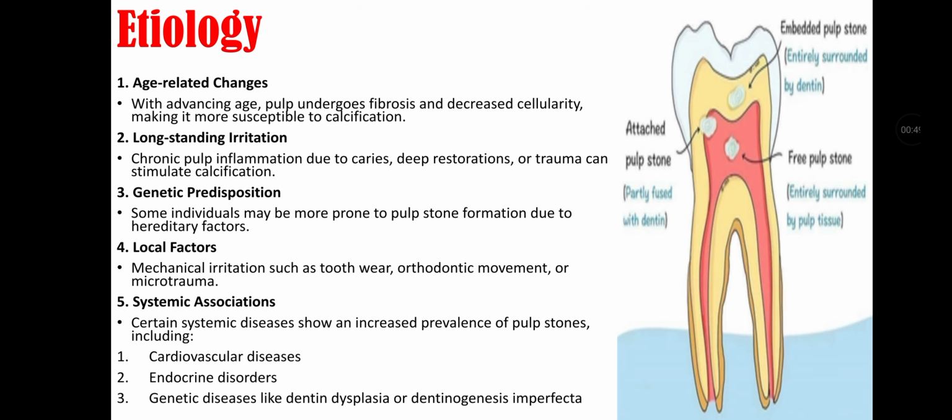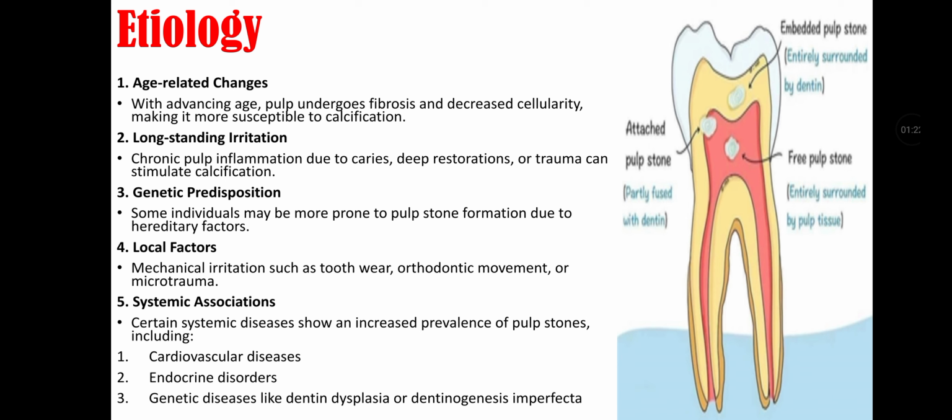Etiology of pulp stone. First is age-related changes. As with advancing age, pulp undergo fibrosis and decreased cellularity that make it more susceptible to calcification. Second, etiology is long-standing irritation, as chronic pulp inflammation due to caries, deep restoration, or trauma can stimulate calcification. Third etiology is genetic predisposition, as some individuals may be more prone to pulp stones formation due to hereditary factors. Fourth etiology is local factors, as mechanical irritation such as tooth wear, orthodontic movement, or microtrauma.